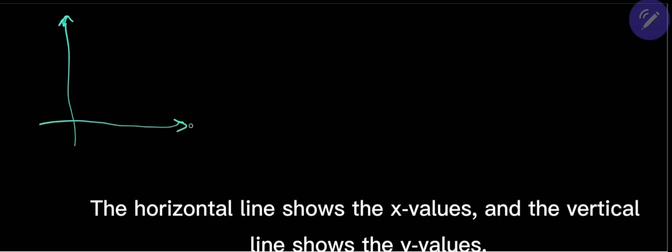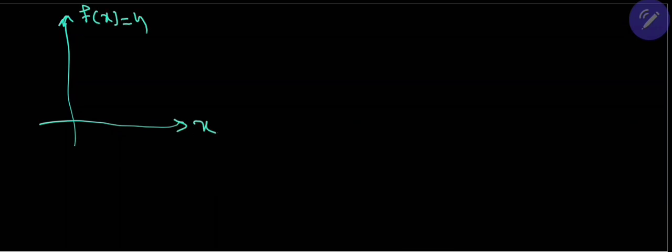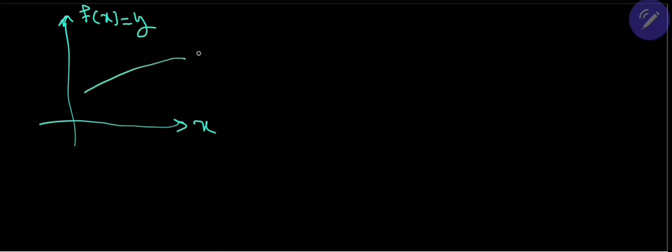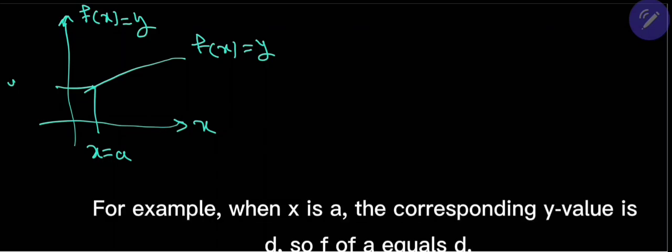We can also represent a function using a graph. The horizontal line shows the x values, and the vertical line shows the y values. The curve on the graph represents the function. For example, when x is a, the corresponding y value is d, so f of a equals d.